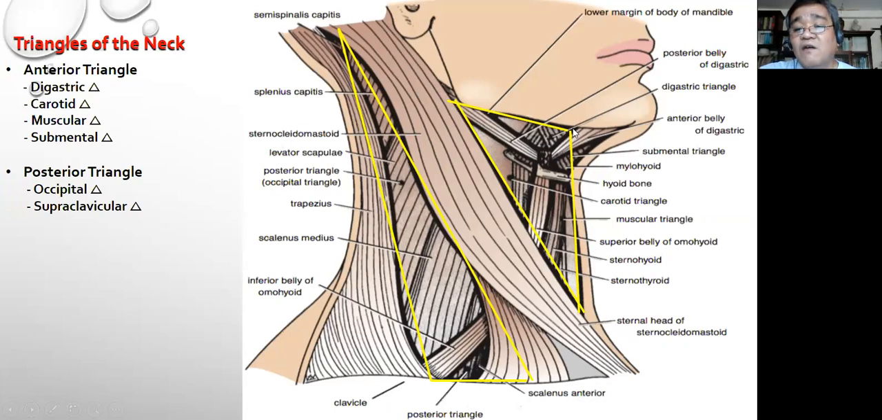Just like the head, there are also landmarks over the neck, landmarks that will help us localize injuries. These landmarks are formed by a series of triangles, which are demarcated specifically by your sternocleidomastoid muscle, which divides the whole neck region into two big triangles. You have your anterior triangle and your posterior triangle. Each of these triangles is further subdivided into a series of sub-triangles.